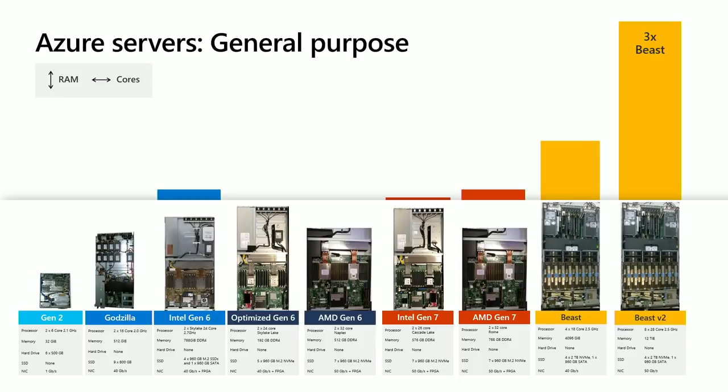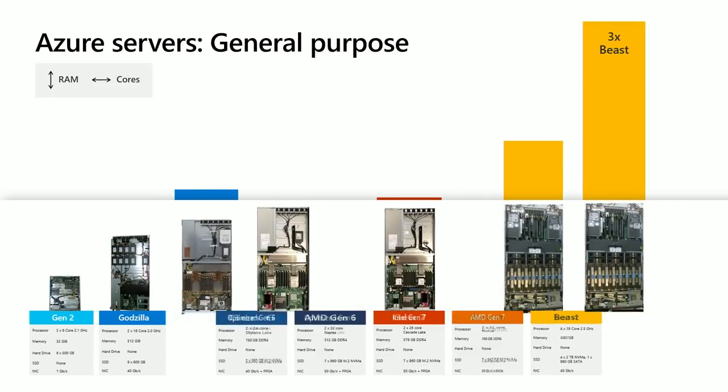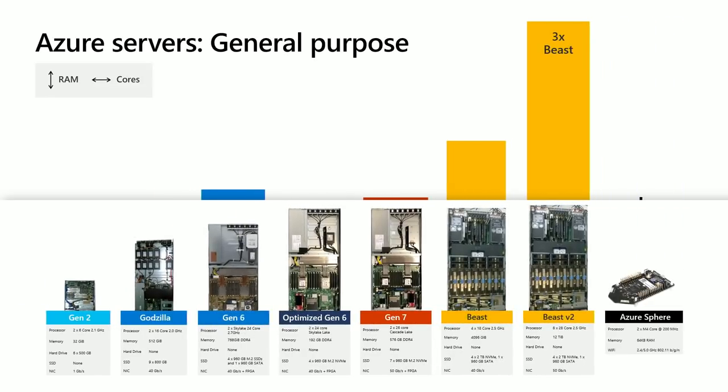But Azure is more than just about data center hardware. We're also on the edge, and we have the opposite extreme, which is kind of nice, which is here's Azure Sphere. It's not quite to scale there. We had to actually show a little black dot there, but you really wouldn't be able to see it because this is like 0.0000 something of a Beast v2 in size.